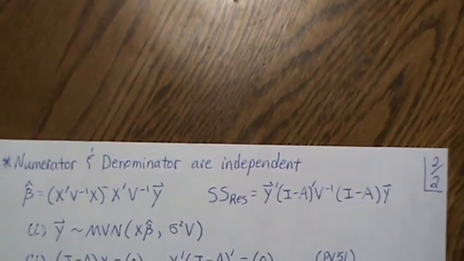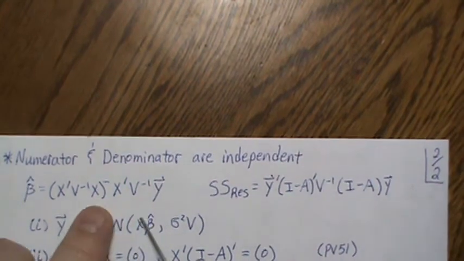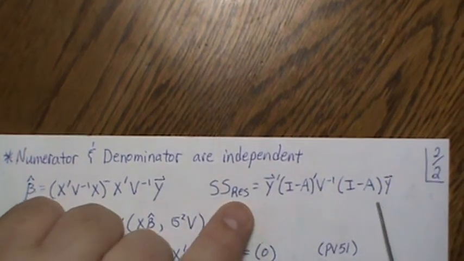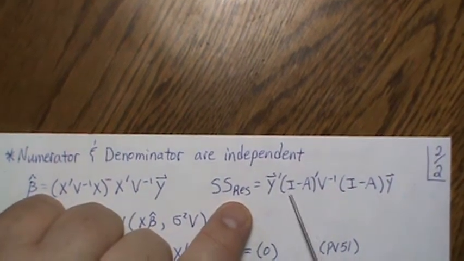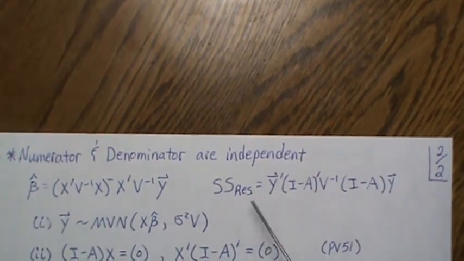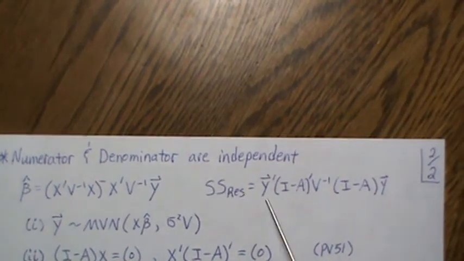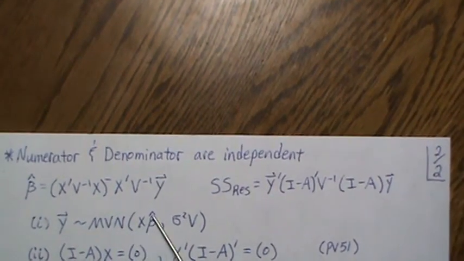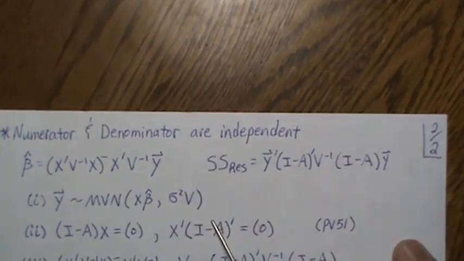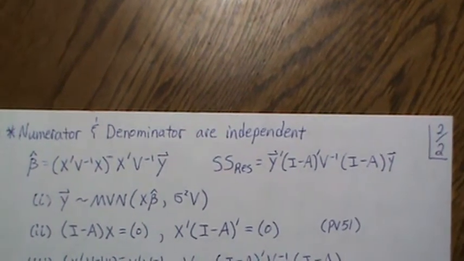So let's do that. So the numerator and denominator are independent, and let's prove it. So here's the weighted least squares estimate for beta. And then this is the sum of squares residual, and we showed that in previous videos. And we need that, well, making use of the fact that y is multivariate normal with this mean and this variance covariance matrix, then showing that this is independent is much easier.